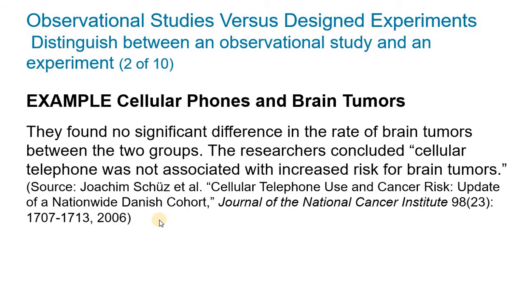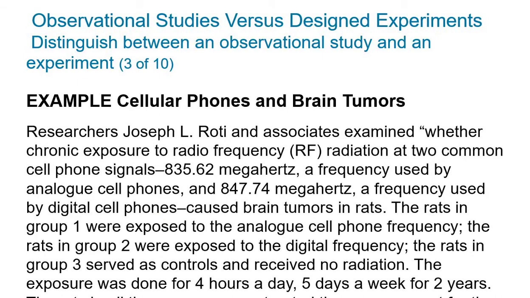They found no significant difference in the rate of brain tumors between the two groups. The researchers concluded cellular telephone was not associated with increased risk of brain tumor. Here is another example. Researchers Joseph L. Rotti and associates examined whether chronic exposure to radio frequency, RF, radiation at two common cell phone signals, 835.62 megahertz, a frequency used by analog cell phones, and 847.74 megahertz, a frequency used by digital cell phones, caused brain tumor in rats.